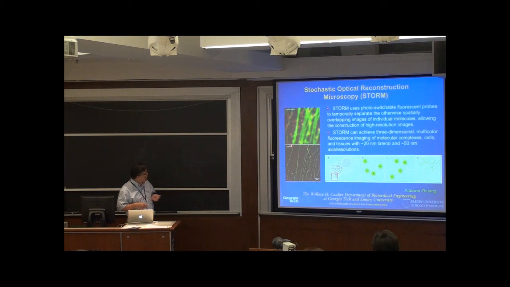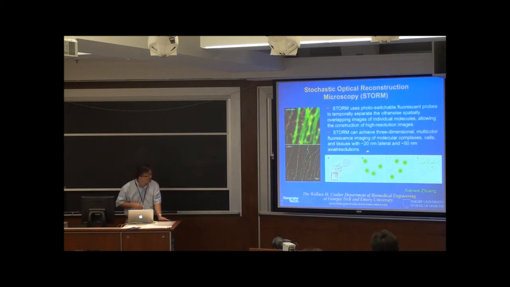Now, if you use STORM, since that can reach roughly 20 nanometer spatial resolution in the XY plane, you could actually see much better images of microtubules, right? And if you compare this with that, of course, it's much better. As I mentioned, at least I haven't seen the machines yet, but I think it's being commercialized.